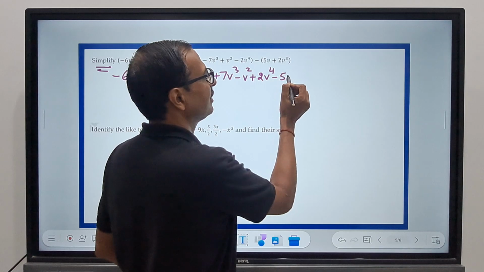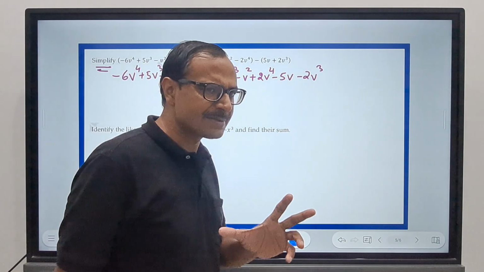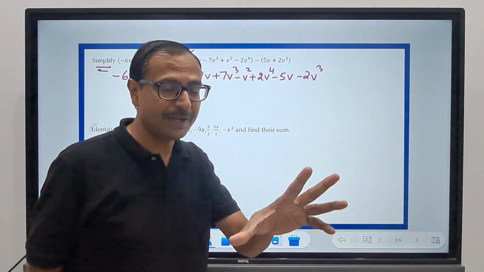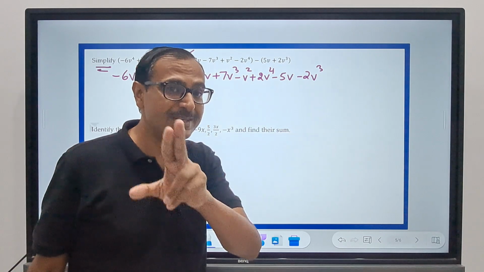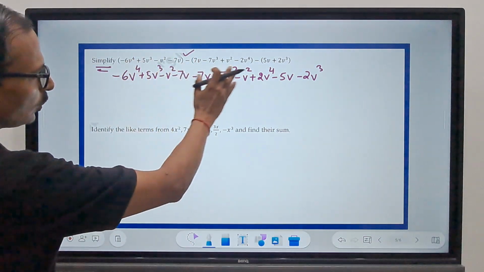Minus 5v and minus 2v cube. See, smartness, right? Don't make the mistake. I'm reminding you again and again, if brackets are preceded by a negative sign, change all the signs while opening the bracket, okay? Let's see now what to do.